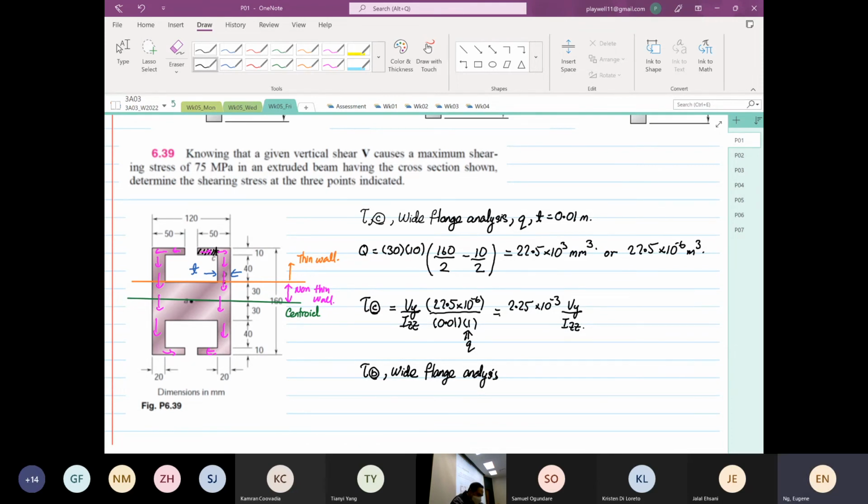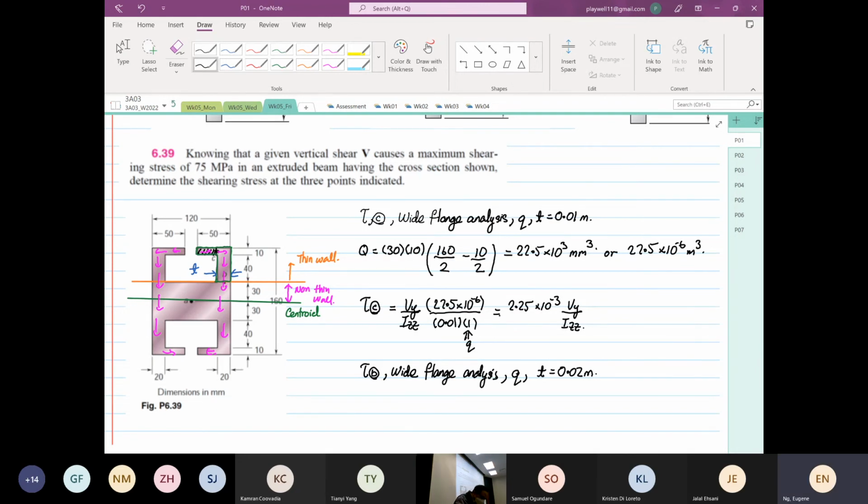So from here, we realize it's a wide flange. You only have Q, and now we know that the thickness is equal to 0.02 meters. The first moment of area that we are going to consider for this structure is this entire section now. I hope you all can see where I'm trying to draw. That is the entire section we will draw.